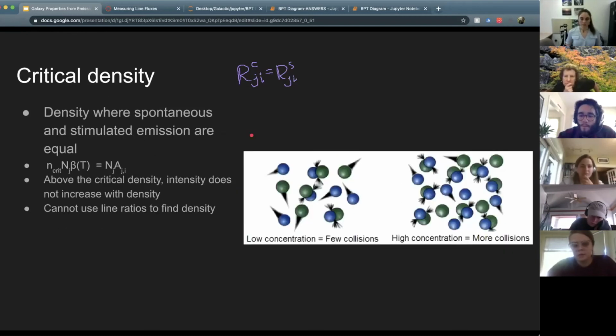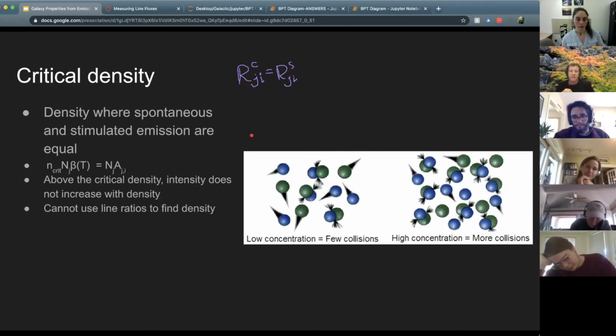So yeah, critical density is where spontaneous and stimulated emission are equal. So we can no longer dump more electrons, or whatever your collisional partner is, into the ISM to get more de-excitations, which will produce our emission line. So higher densities no longer mean stronger emission lines when you are above the critical density.